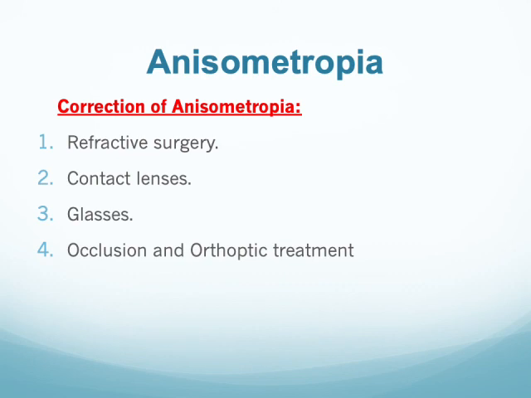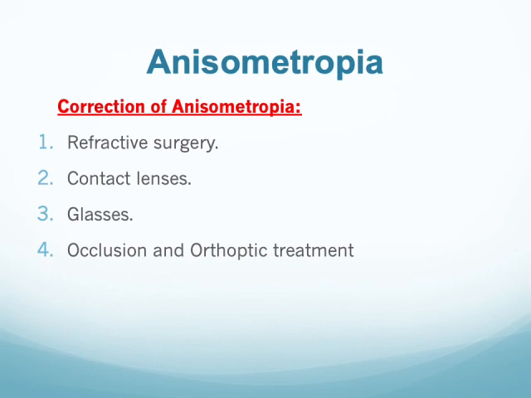And the treatment doesn't end this way for anisometropia. After correction of the error, we have to work on this eye by occlusion therapy: close the sound eye and allow the patient to see with the other eye, whether with glasses, contact lens, or after surgery, to train the eye, and orthoptic treatment for the development of good binocular vision. So as we see, anisometropia in children is very critical.